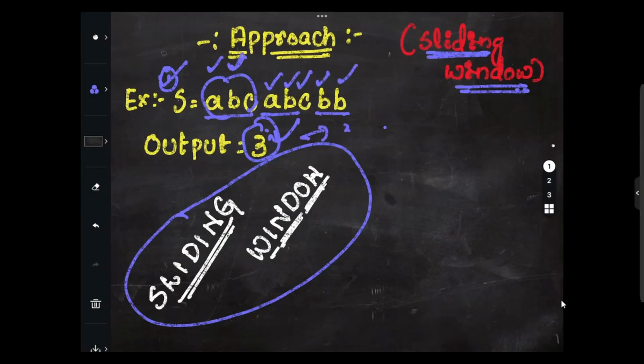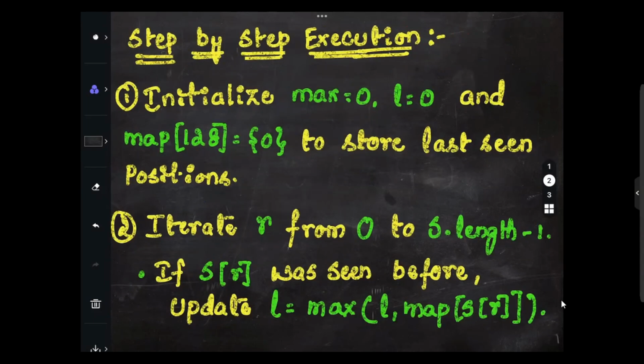So ABC here in this case, the longest substring is ABC, which is of length 3. We know this one. Let's discuss the step-by-step execution. The first step: we have to find the maximum longest substring, so first we will initialize max equals 0 and L equals 0, as we are going with the two pointers.